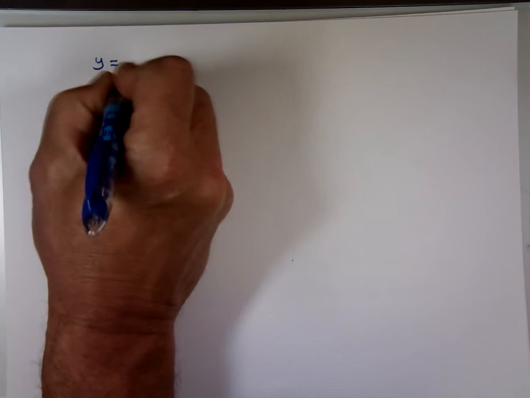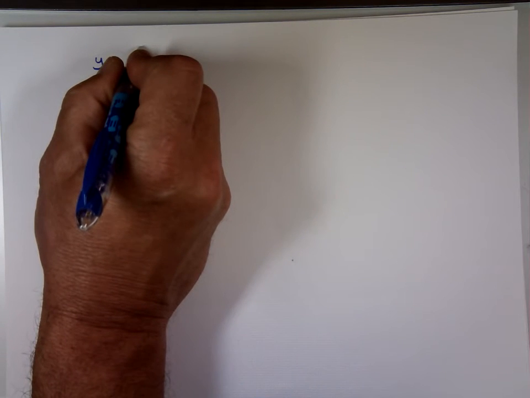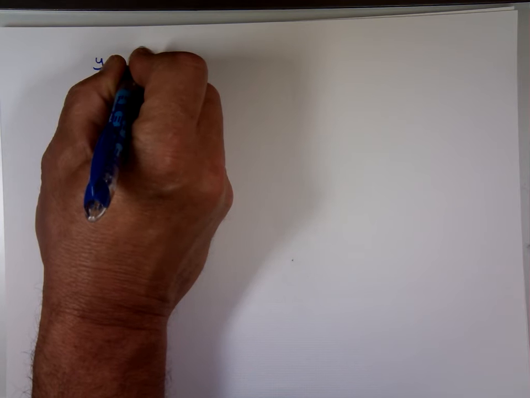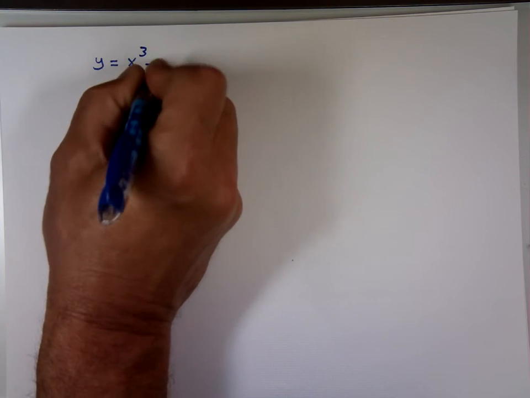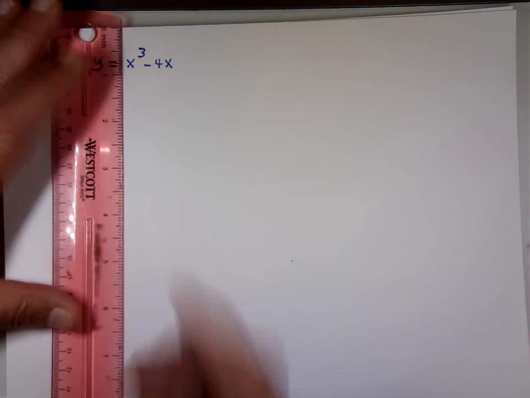Let's say I have this, y equals, I don't know, let's do x cubed minus 4x. Now to graph that, that's not going to be quick. I got to pick a lot of points. I better make the line big here.